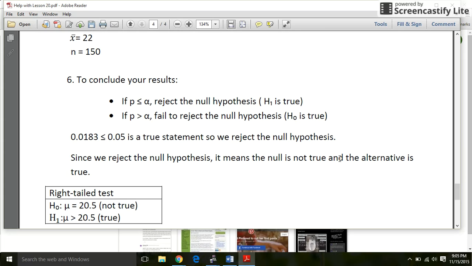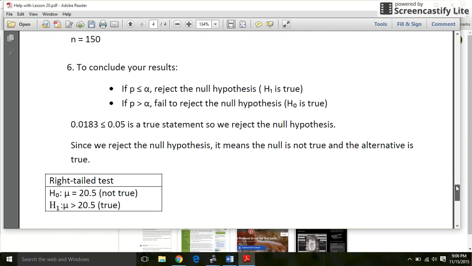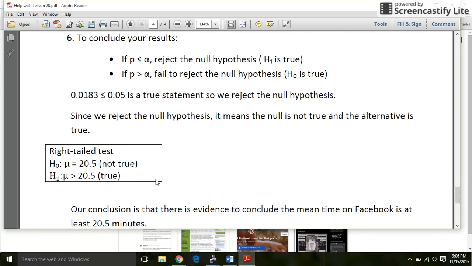When we reject the null, it means that the null is not true and the alternative is true. So I went down here and I wrote it again, and you might want to get in the practice of this. When you write your hypotheses, go ahead and put next to it not true and true. So because over here, this one was not true, it makes my alternative true. And if you look there, you see it.